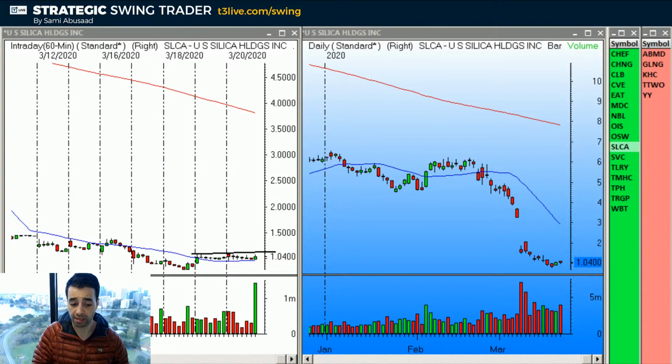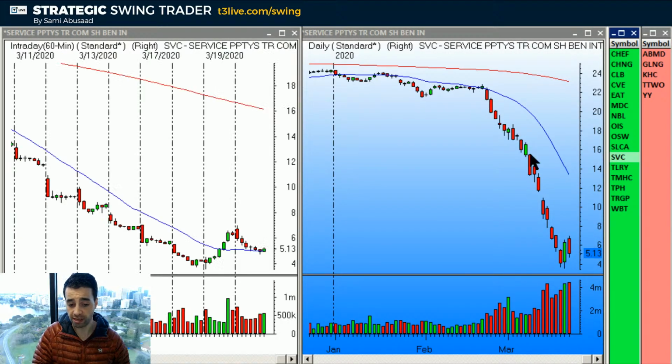is a really tight base. If it were to pop, it would be a big play. Even if it were to just pop to 150, that would be at least 2-to-1 reward to risk. SVC, climactic daily, beautiful buy setup on the SVC, better than EAT, SVC. Okay, that's a better chart.